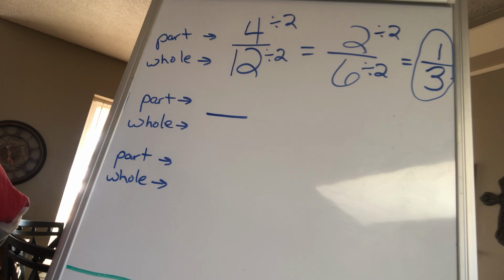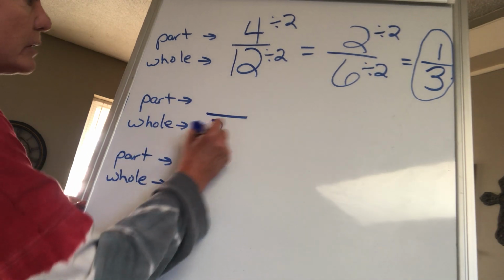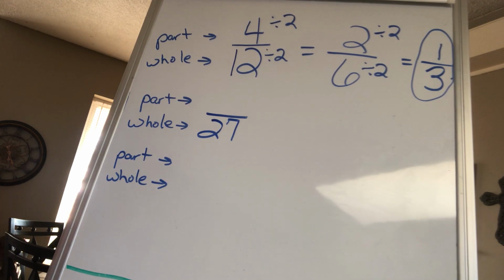So let's see, what fraction? First of all, let's see what whole. How many whole people did she invite to the party? It says 21 out of the 27. Okay, so she invited 27 people. So the whole number of people invited to the party was 27.